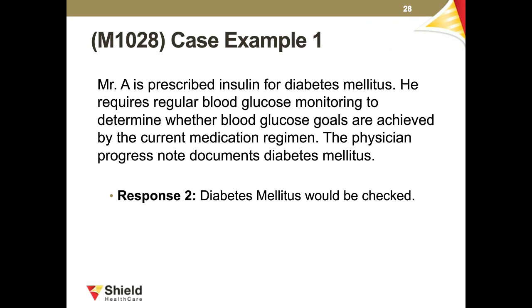In this case example, number one, it's a patient who has insulin prescribed for diabetes, requires regular blood glucose monitoring to determine whether the blood glucose goals are achieved by their current medication regimen. And the physician progress note documents the patient has diabetes mellitus. This clearly lends itself to an active diagnosis of diabetes, and response 2 would be checked.